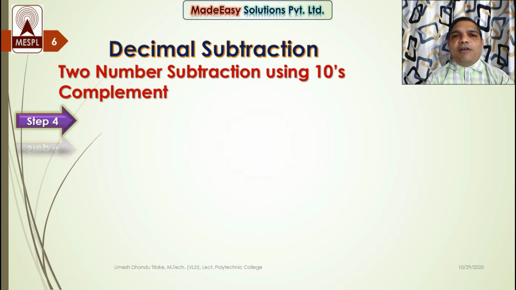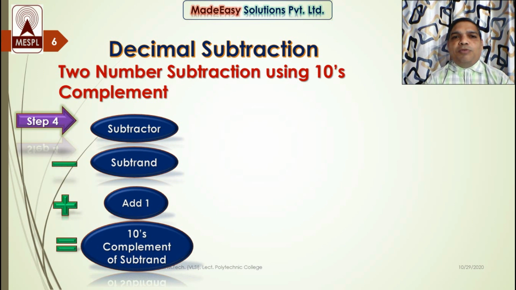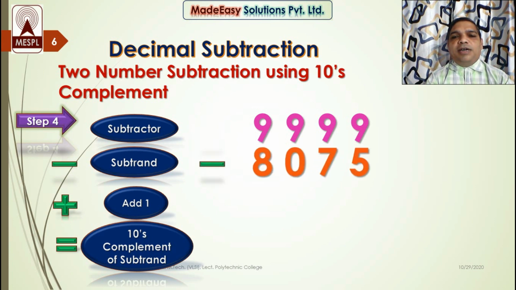Now we know that obtaining 10's complement is nothing but obtaining 9's complement first and adding 1 into it. So I have arranged the equation over here in vertical manner. Here my subtractor will be the 4 digit largest possible number, 9999, and my subtrahend will be the result I got in step 3, which I will subtract from the subtractor. So the result I got was 8075, and add 1 into it, so that I will get the 10's complement of the result we got in step 3. So it will give me the result.